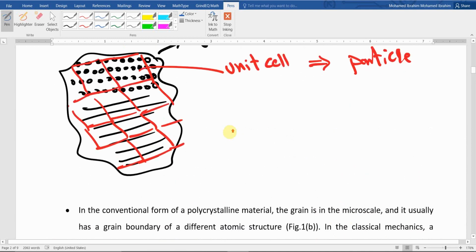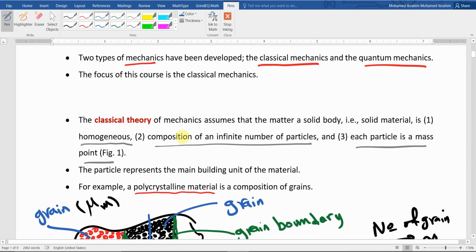So going back again to the 3 assumptions of the classical theory. The classical theory of mechanics assumes that any solid material is homogeneous. What does homogeneous mean? It means that the properties of the material at any point are the same. And this homogeneity assumption is based on the condition that the material is a composition of an infinite number of particles, and each one of these particles should be a point, and this particle is the representative building unit of the material.